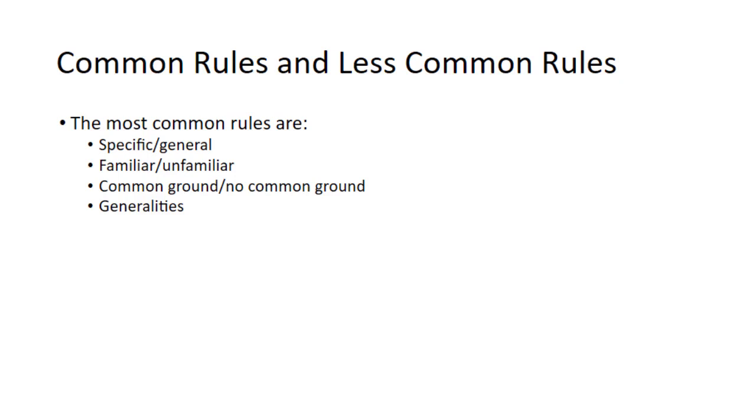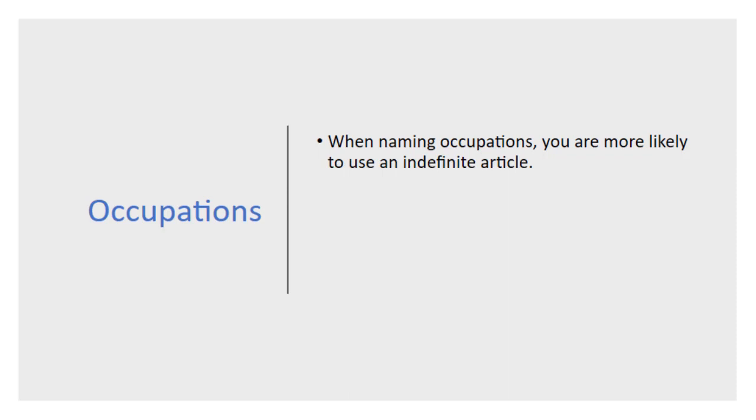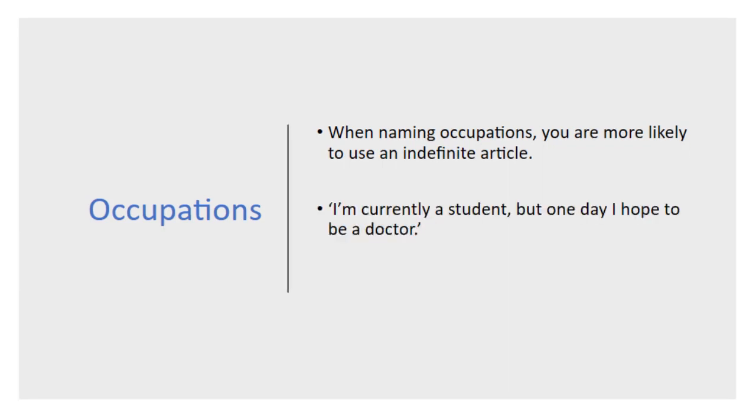So now that we've looked at the common rules, let's look at the more specific, the less common rules. But these are important. So occupations. When naming occupations, you're more likely to use an indefinite article. I'm currently a student, but one day I hope to be a doctor. Okay, so if you, in the test, saw an occupation, you're more likely to use the indefinite article, all right? So that's an example of a less common rule, and when you see that, you're like, okay, I know what this rule is, let's do it.